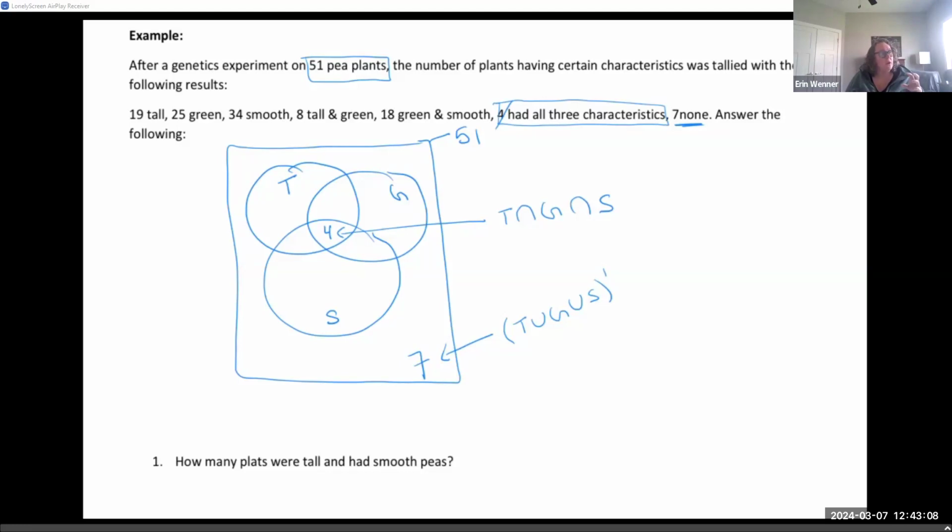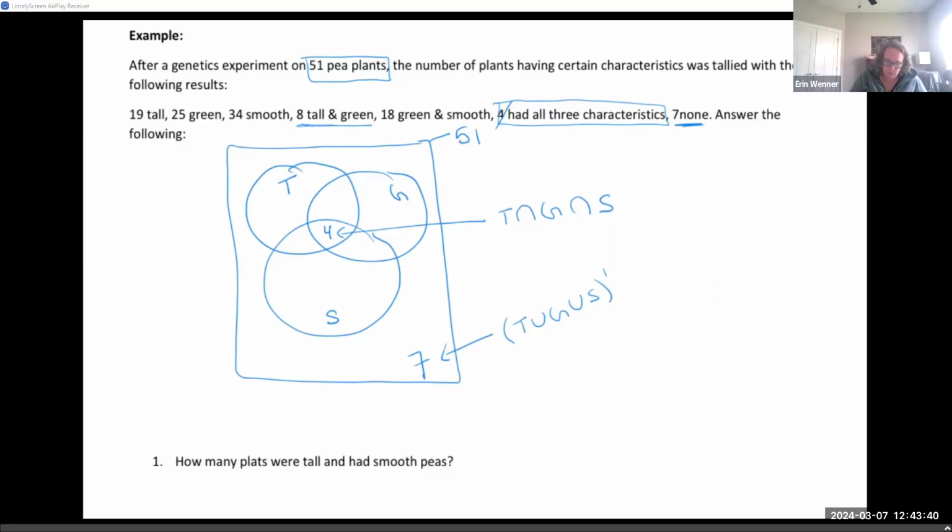Now, when you look at the first 3 values they gave us, 19 are tall, 25 are green, 34 are smooth. Those are too broad because those represent those complete circles for each of those regions. But there's not enough information yet to use those. So then we go to the next piece of information, and it tells us that we had 8 that were tall and green. It doesn't say that there were 8 that were tall and green only. It just says 8 were tall and green.